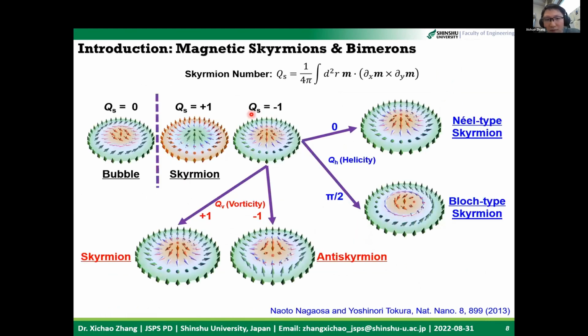So with the skyrmion number, vorticity number, and the helicity number, we can fully describe a topological spin texture. For example, we can use the skyrmion number to tell the general topological information carried by the spin texture. And then we can use the sign of the vorticity number to define the skyrmion and anti-skyrmion state. And we can also use the helicity number to distinguish the Néel-type and the Bloch-type skyrmion.